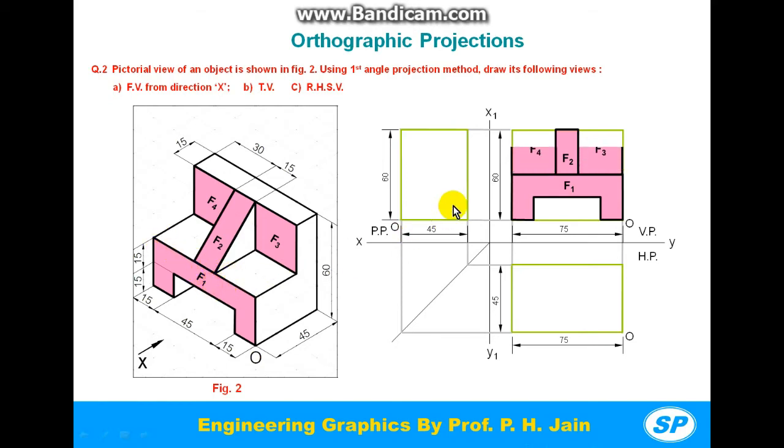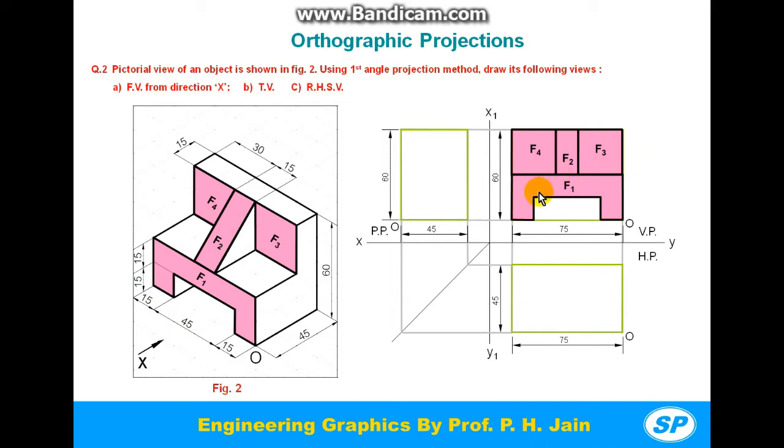So with that reference, construct faces F3 and F4 in the front view. So this is what they are, the visible faces drawn with the help of visible edges. From the front direction you can see there is nothing hidden in the front view, so there will be no dotted line in the front view. Now this is the complete front view of this object.